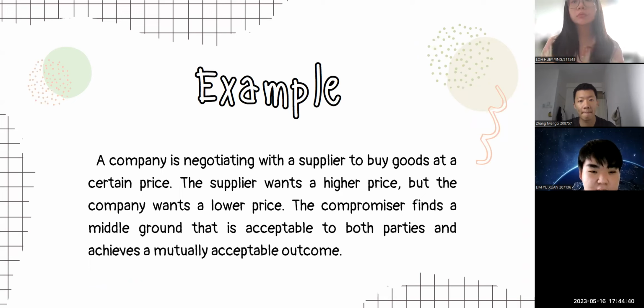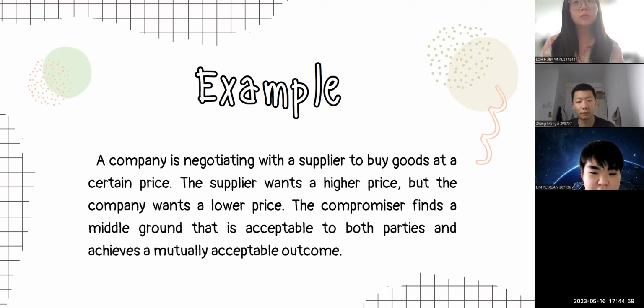For example, a company is negotiating with a supplier to buy goods at a certain price. The supplier wants a higher price, but the company wants a lower price. The compromiser finds a middle ground that is acceptable to both parties and achieves a mutually acceptable outcome.